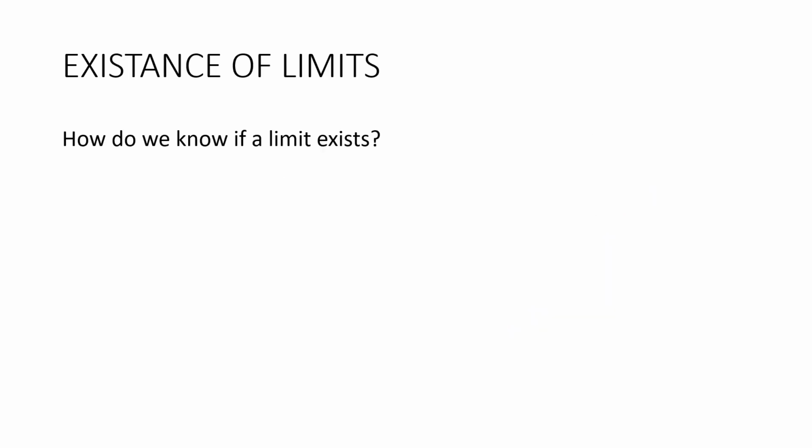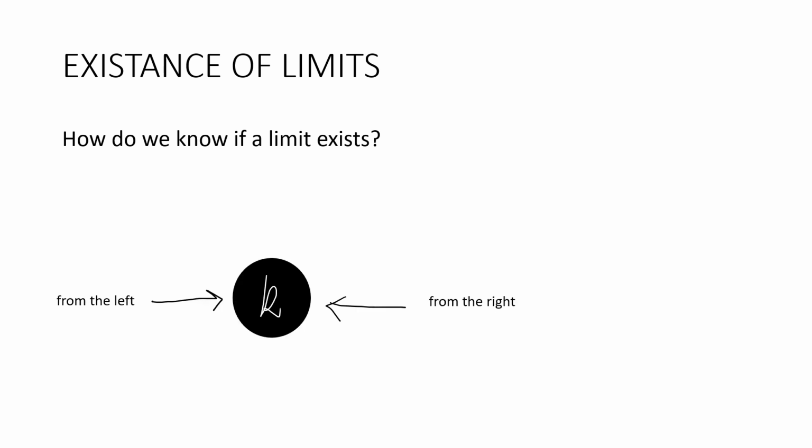Which brings us to a really interesting question. How do we know if a limit exists? Now there's a really simple definition, and it goes like this. If from the left we are approaching the same limit that we approached from the right, and that limit is a real number, then the limit exists.